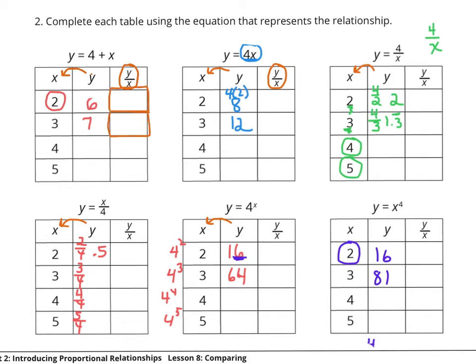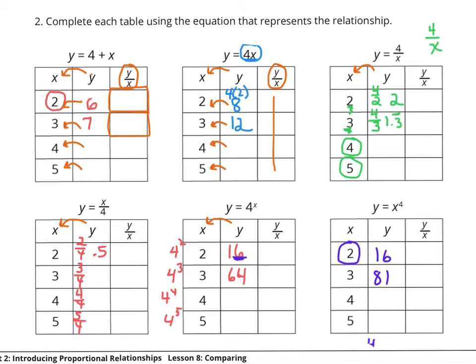So what I want you to do for each of these columns is this divided by this, and this divided by this, and this divided by this, and this divided by this. Write down those answers. And then go to the next table. Do this divided by this, and this divided by this, and this divided by this, and this divided by this. Write down those answers here.